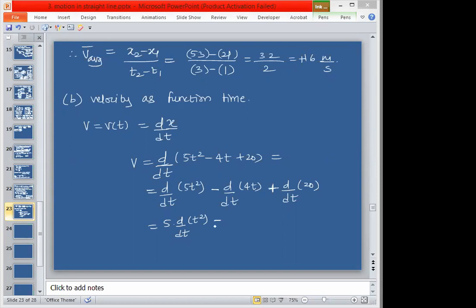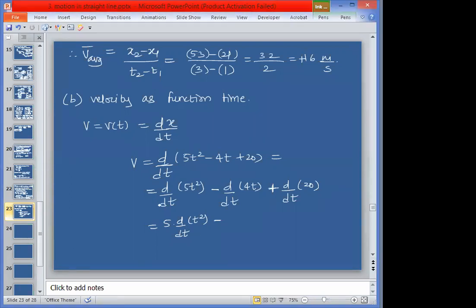Calculation: 5 outside the derivative, t square inside the derivative; 4 outside the derivative, t inside the derivative; plus derivative of constant. It's not constant into variable, it's only a constant. Derivative of constant is 0. 5 as it is. Derivative of t square is 2t. Derivative of t raised to n is n into t raised to n minus 1, just like d by dx of x square.